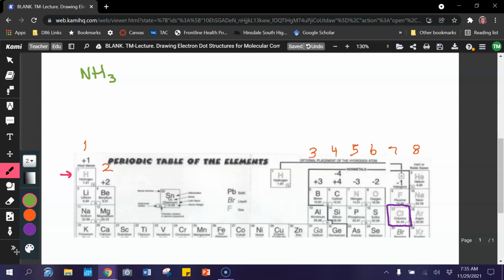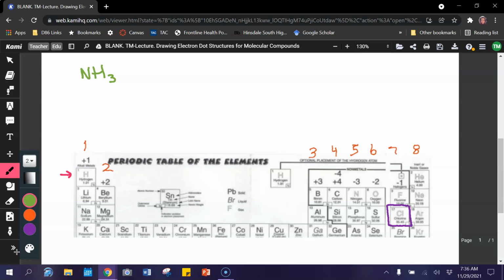So the first thing that I notice when I take a look at this formula is that I have fewer nitrogens than hydrogens. I have only 1 nitrogen because I have no subscript next to nitrogen, but I've got 3 hydrogens. Now, just like in ionic compounds, you're going to place the least abundant atom, the one that you have the least amount of, in the middle, and then the other atoms are going to attach to it. So that's one way that you can figure out how the molecule is supposed to look.